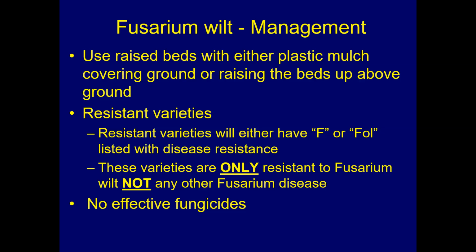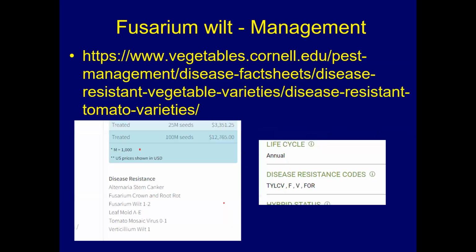There are resistant varieties available for Fusarium wilt, resistant tomato varieties. And when you look at the label, it will either list Fusarium wilt, and the 1 and 2 behind it is an indication that there are several races of Fusarium wilt. There's, I think, 3 right now. And so this particular variety will be resistant to races 1 and 2.